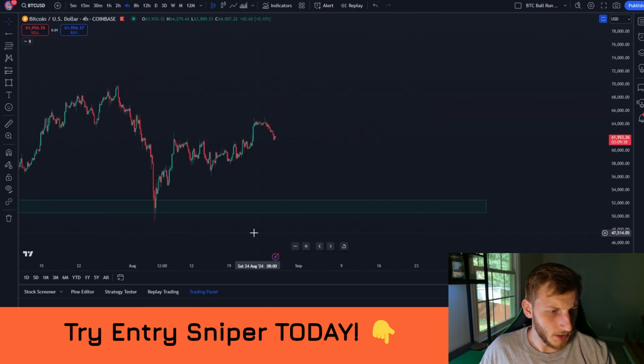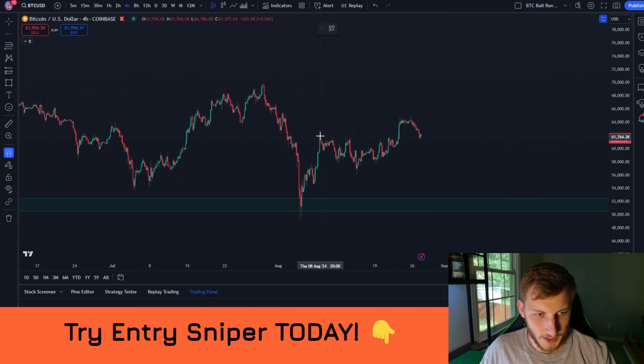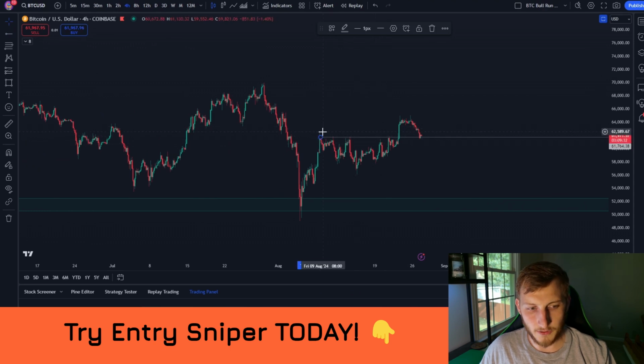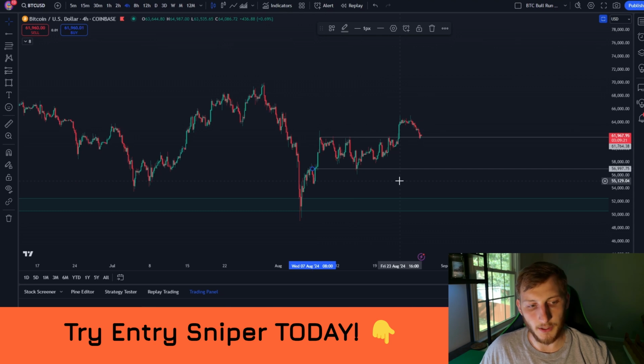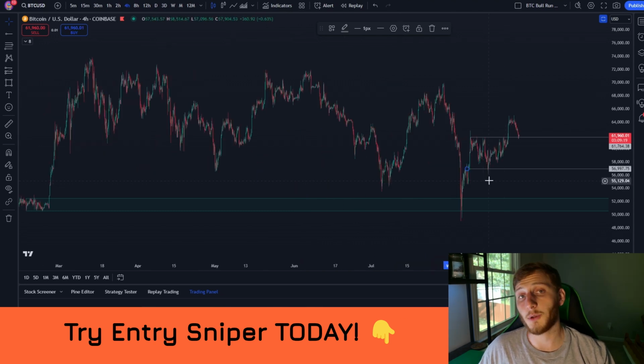Moving in just a little bit lower, I really like this range right here. We have a nice little point of resistance here around $61,900. We also have a little support range, this range low here, around $56,000, $57,000. So we can identify these two levels as well.